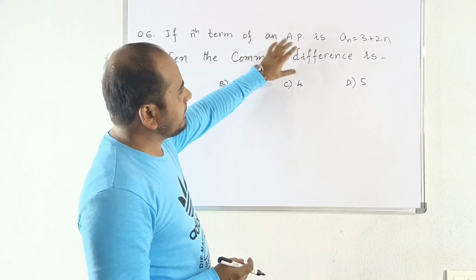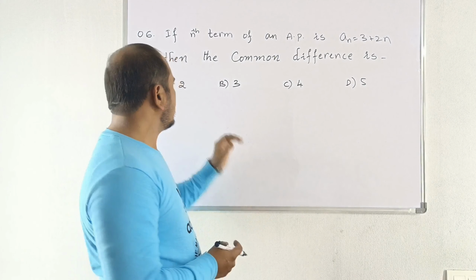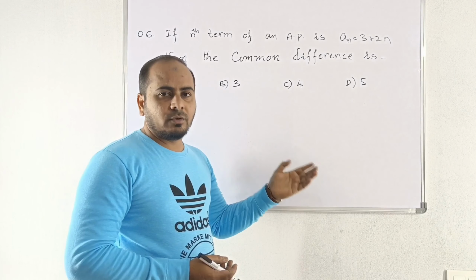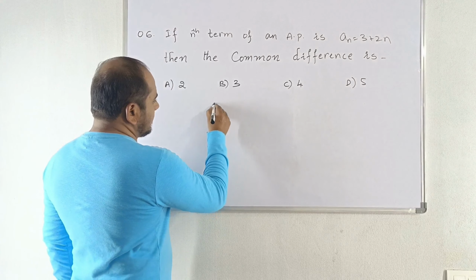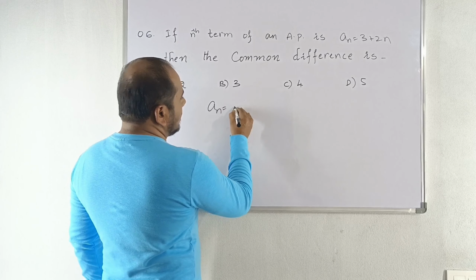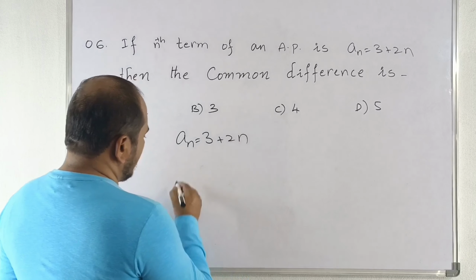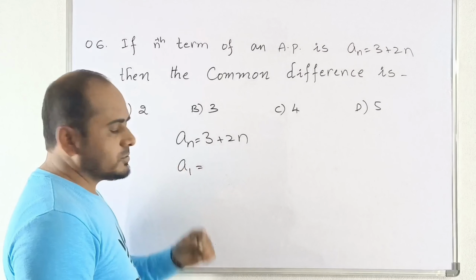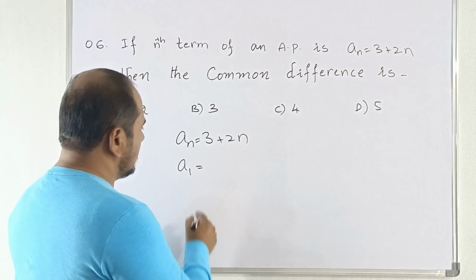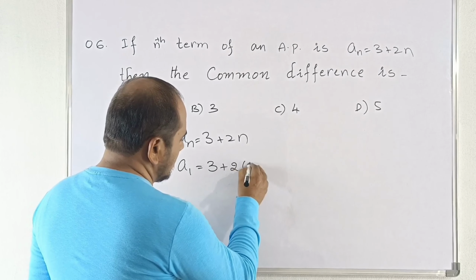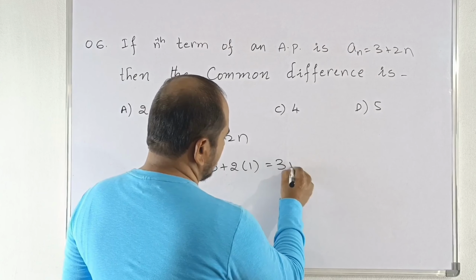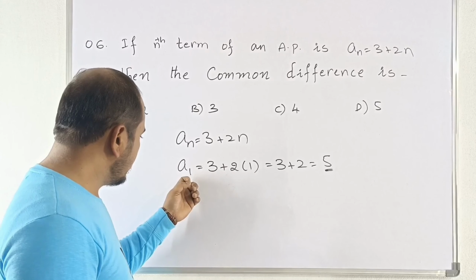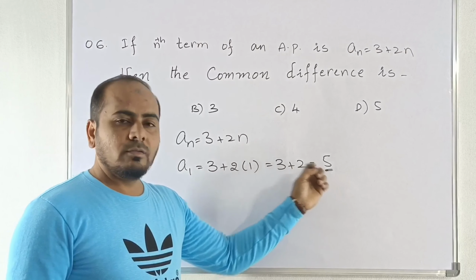If the nth term of an AP is an is equal to 3 plus 2n, then what is the common difference? The options given are 2, 3, 4 and 5. Now observe here, my dear, an is equal to 3 plus 2n. First you find the first term. To find the first term, you substitute 1 in place of n. That is 3 plus 2 into 1, which is 3 plus 2, equal to 5. So the first term is 5.